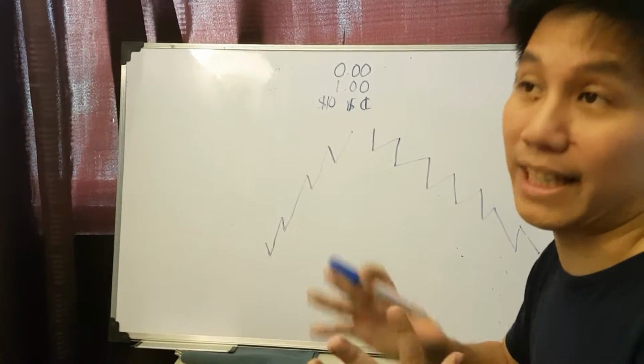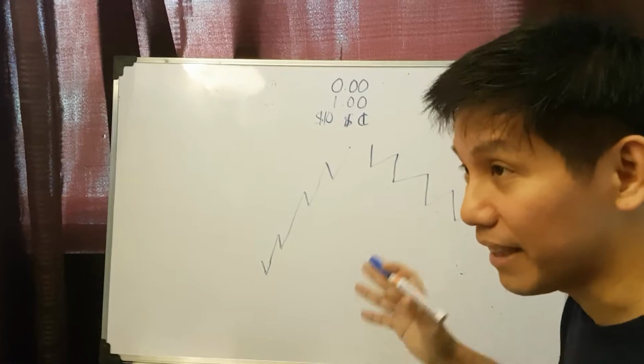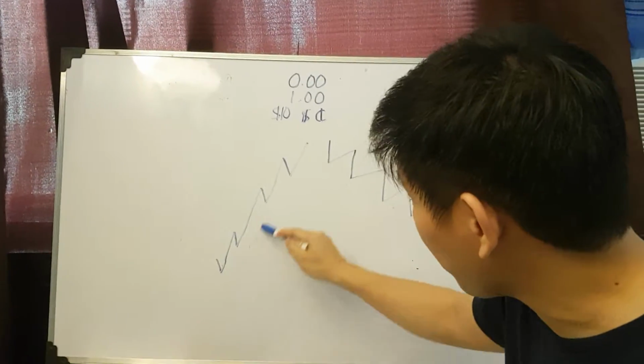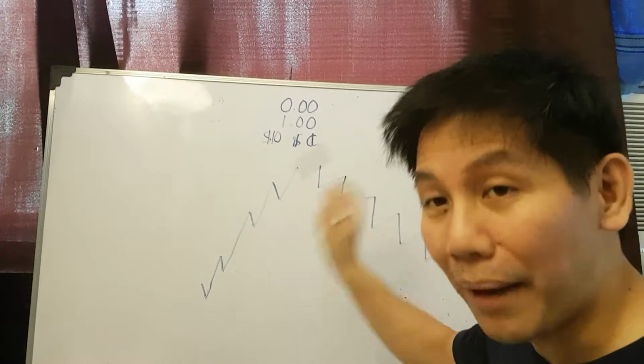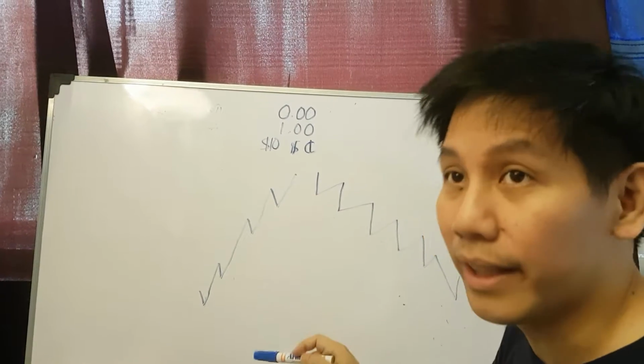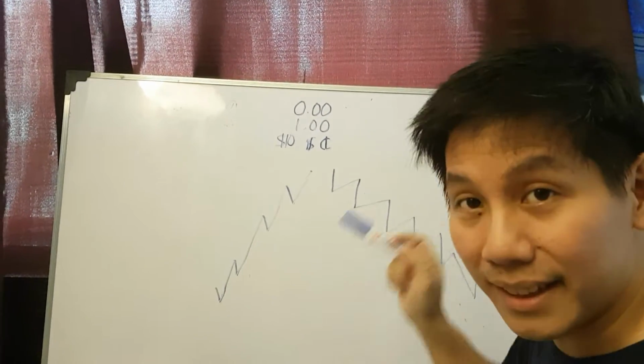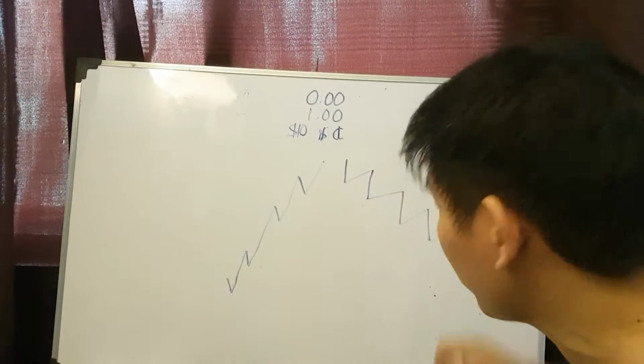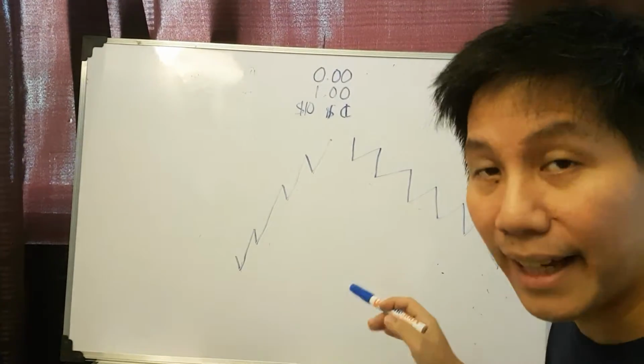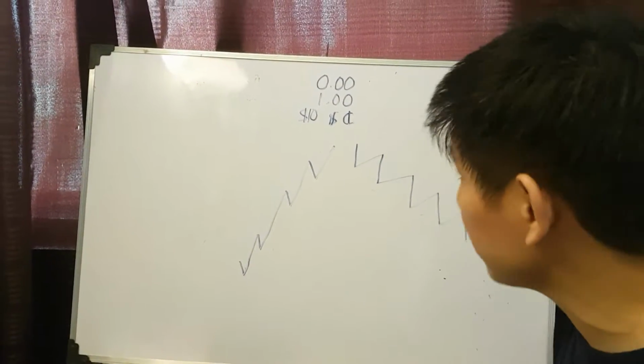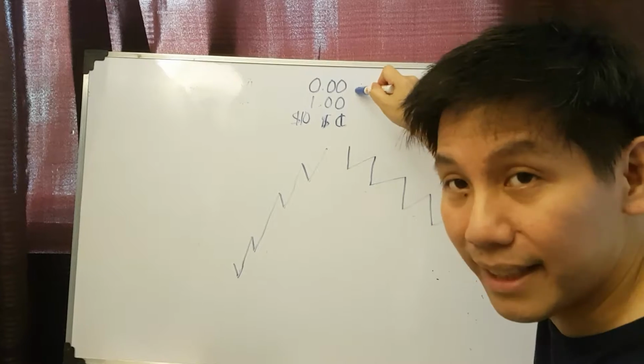Forex is all about trend. Okay, we are anticipating the trend. When the trend is going up, then we hit the buy, and when we forecast that the trend is going down, we hit the sell. As simple as that.